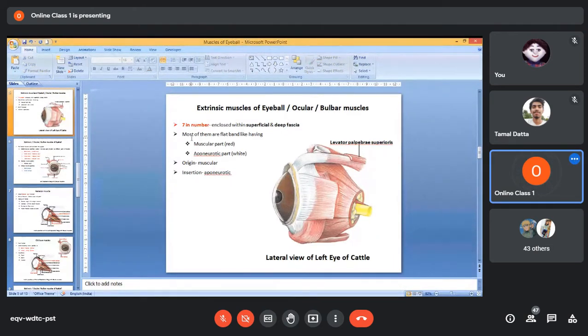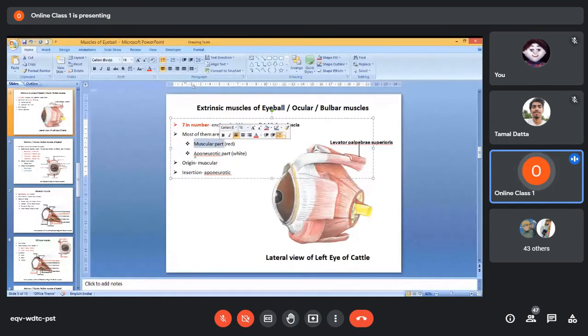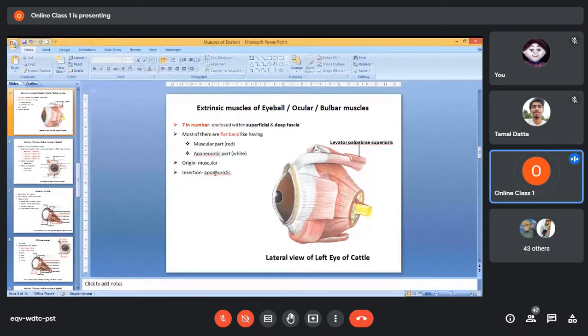Now, most of these muscles, not all the 7 but most of them, are flat band-like. If you see, these are the ocular muscles, and they are all flat band-like, and each muscle has a muscular part and an aponeurotic part. The muscular part is the red one, and the aponeurotic part is this white one.